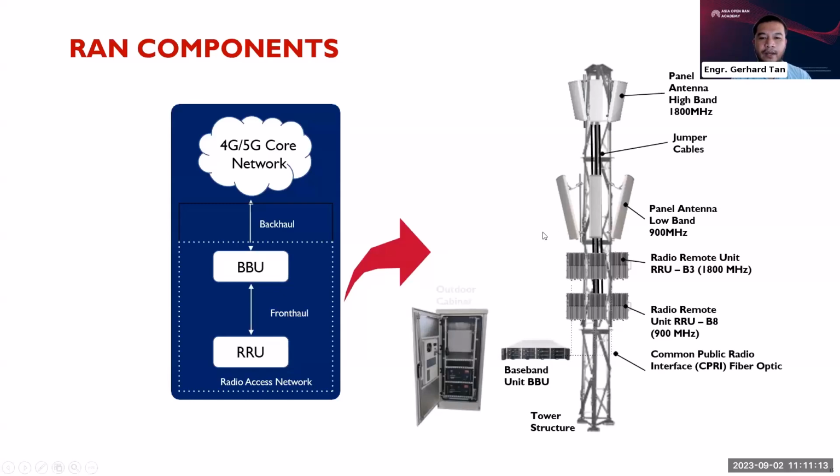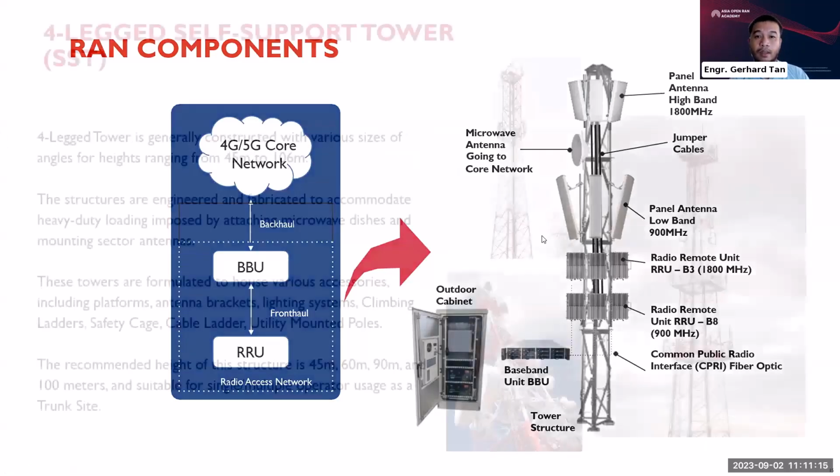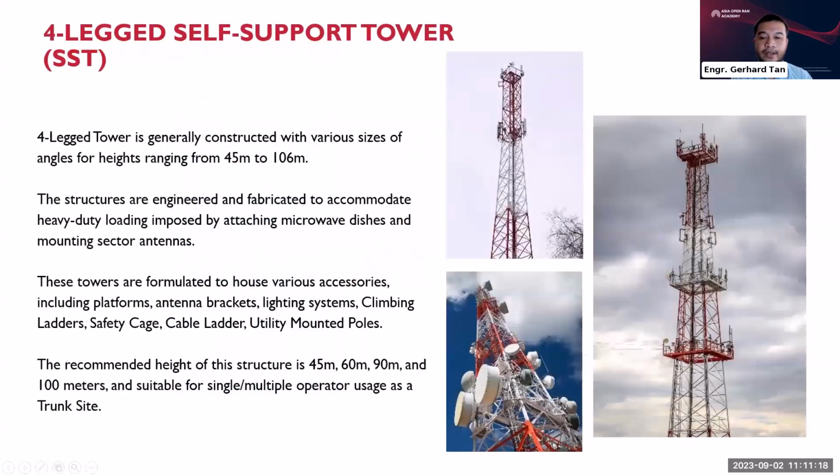Okay, so moving on. As you can see for appreciation, these are the different styles and designs of a four-legged self-supporting tower. There you can see how each antenna and microwave is placed. The ones you've seen at ABS-CBN and PTV4 are broadcasting towers.